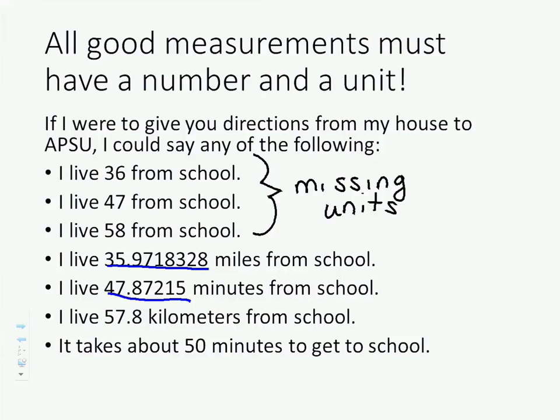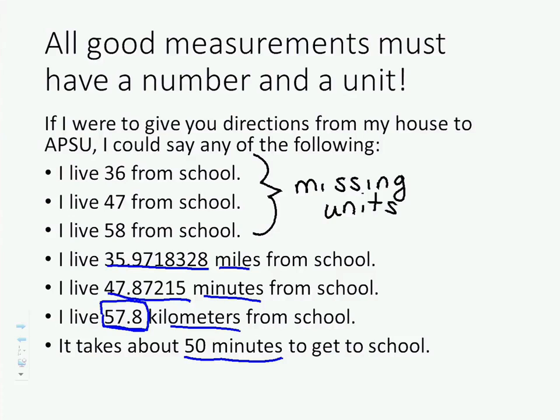And then the last two, I live 57.8 kilometers from school. All of these are good because they've got the number and they also have the unit. The 57.8 number seems to be one of the better ones. It's not too precise where you have all these extra digits, and it's not missing a unit like some of the first ones. And the last one, still a pretty good number. I live 50 minutes to get to school. With that kind of precision, people can still have a ballpark of the amount of time it takes for my drive without getting bogged down by these extra digits, which are meaningless because I didn't have an instrument that can measure it that precisely. And it still has the unit. So all good measurements must have a number and a unit.